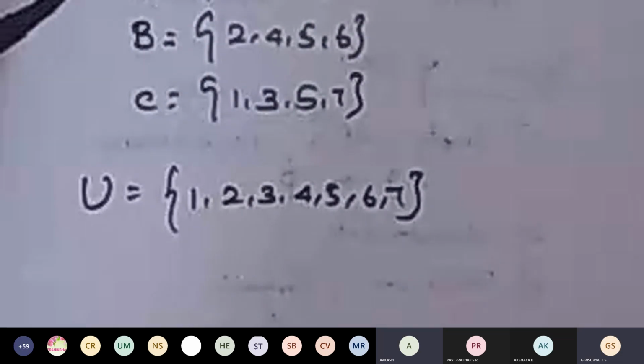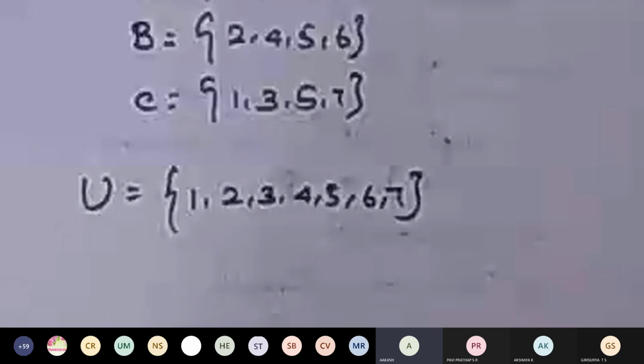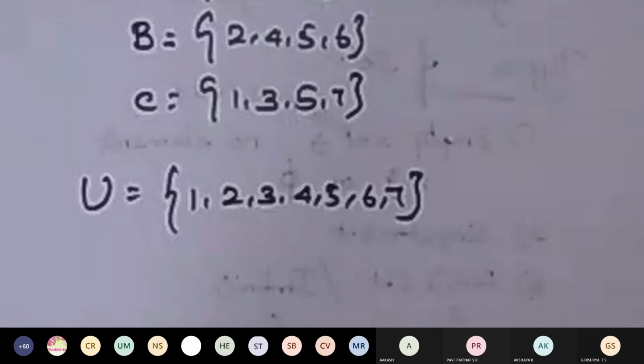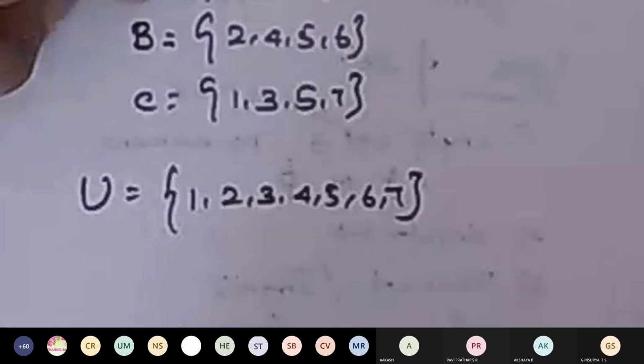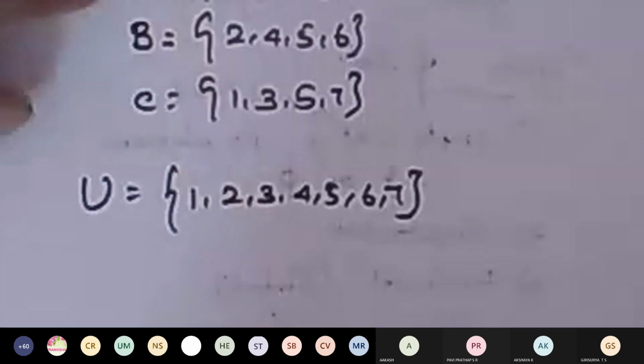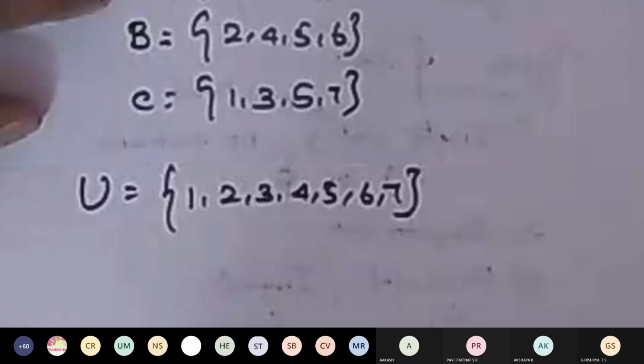So the universal set, sir. If you take set A and check whether each element is an element of A or an element of U, the elements of A are 1, 2, 3, and yes, 1, 2, 3 are present. Therefore, U is the universal set of A.